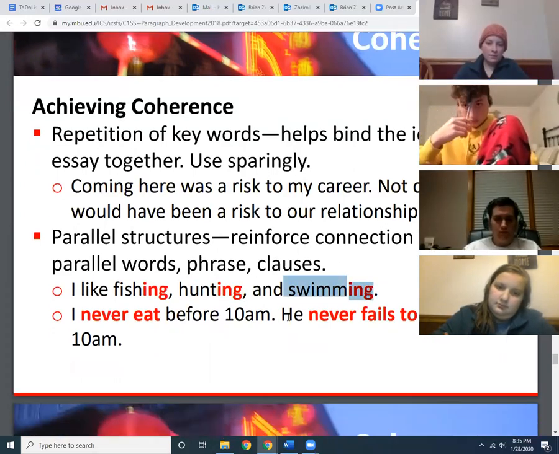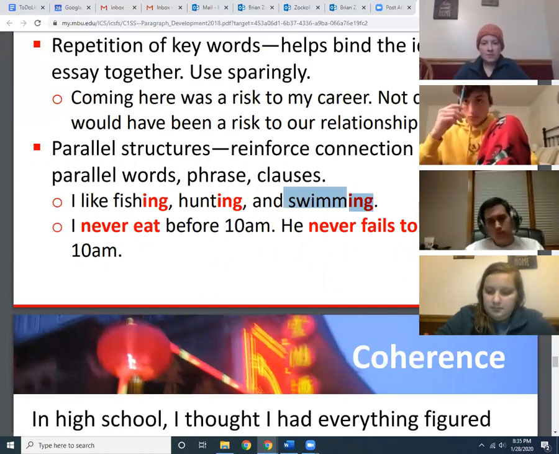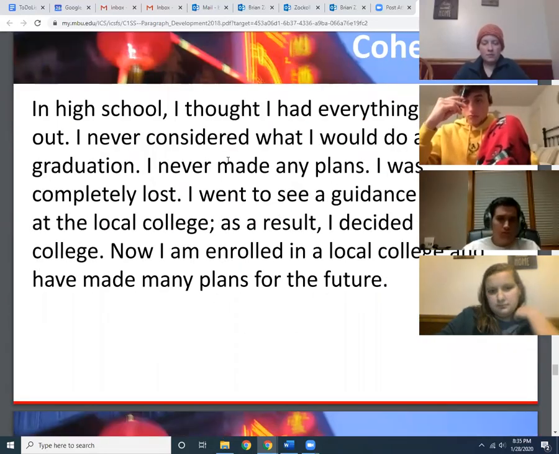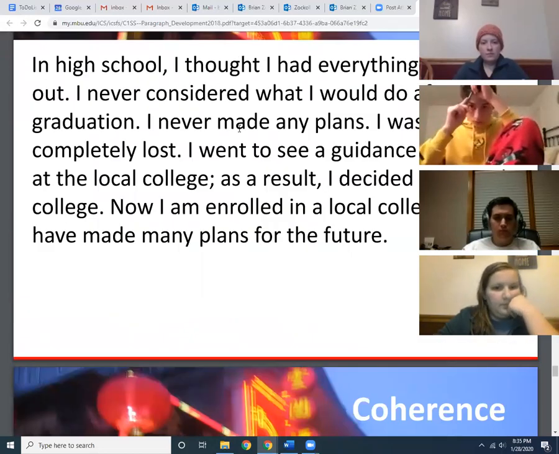I never eat before 10 a.m. He never fails to eat before 10 a.m. These, again, are about coherence; we're juxtaposing the two. Here is an example of coherence versus another example, and this is the poor one.